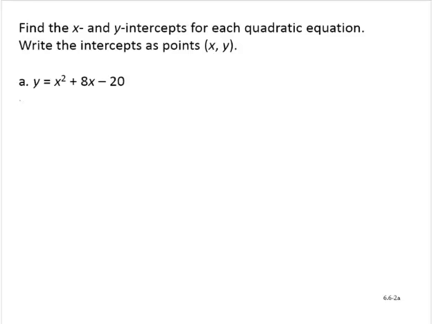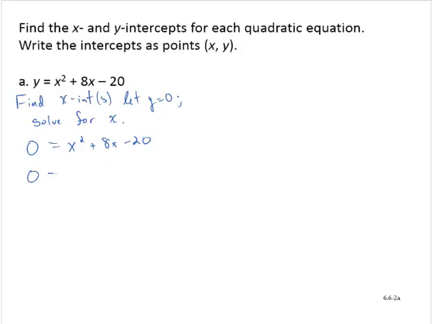So, to find x-intercepts, what we will do is what we did for lines. We will let y equal 0 and solve for x. So, doing that, we would have 0 is equal to x squared plus 8x minus 20. This is a quadratic equation in x. We can solve with factoring.